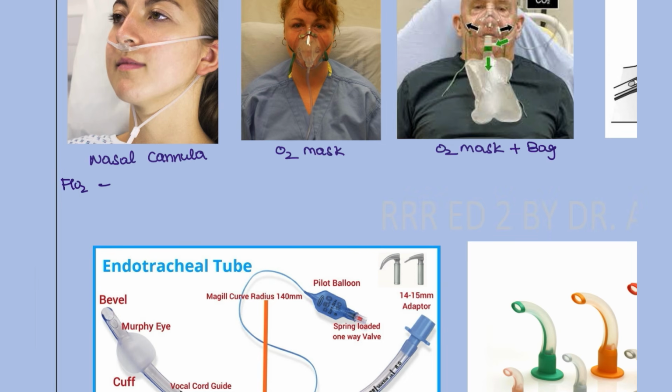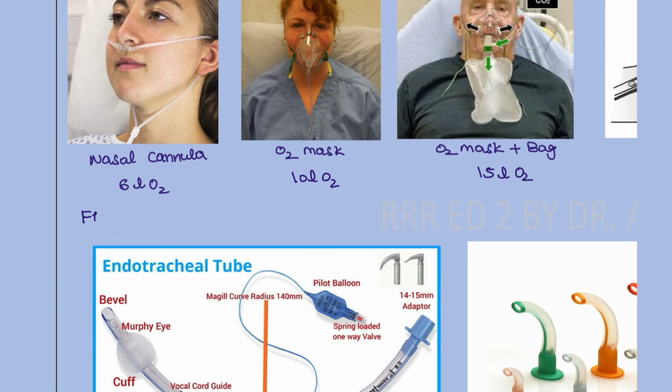For the nasal cannula, it is 6 liters at most, from 2 liters up to a maximum of 6 liters of O2. Coming to the O2 mask, this will be 10 liters of O2 maximum, I'm telling you. And this one, the bag mask, will be 15 liters of oxygen.